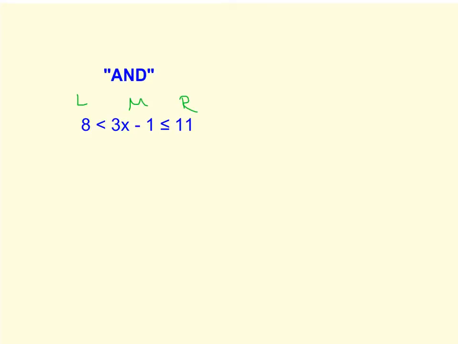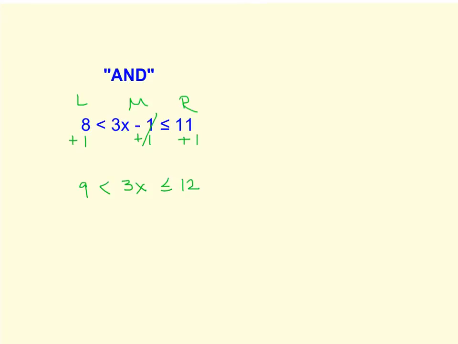So to solve for x, we go to the middle where x is, and we start undoing this. First thing we would undo is that -1. So let's go ahead and add 1. But remember, you're going to add 1 everywhere, on the left, the middle, and the right. So you're adding ones, your ones cancel in the middle. We have 9 is less than 3x, which is less than or equal to 12.